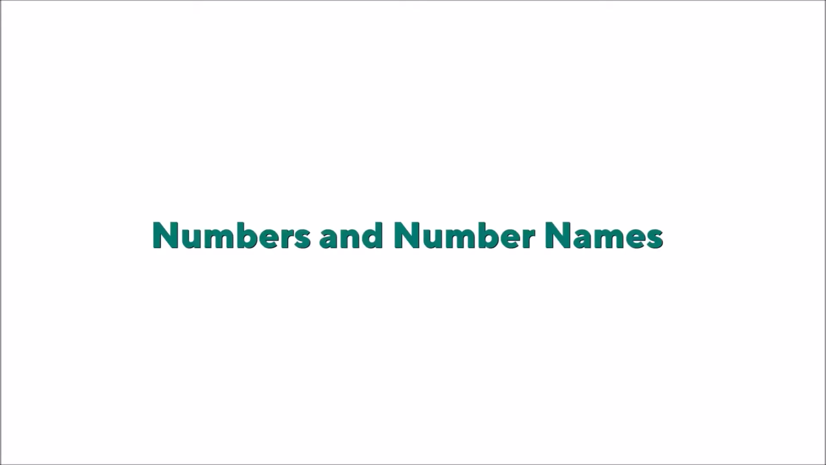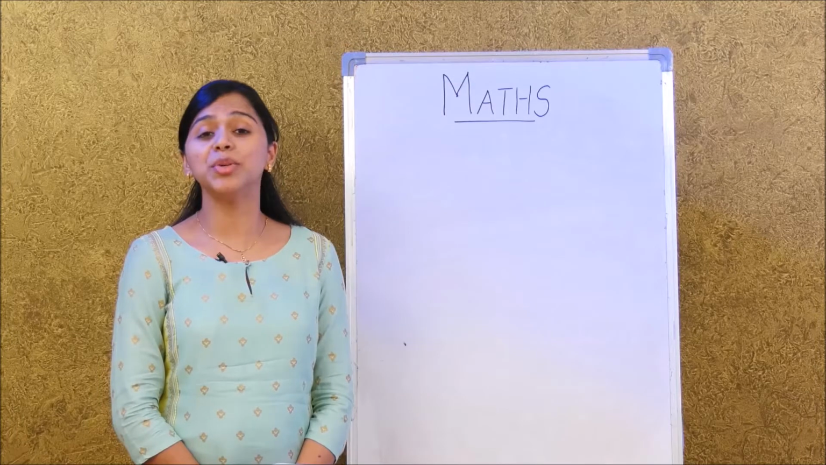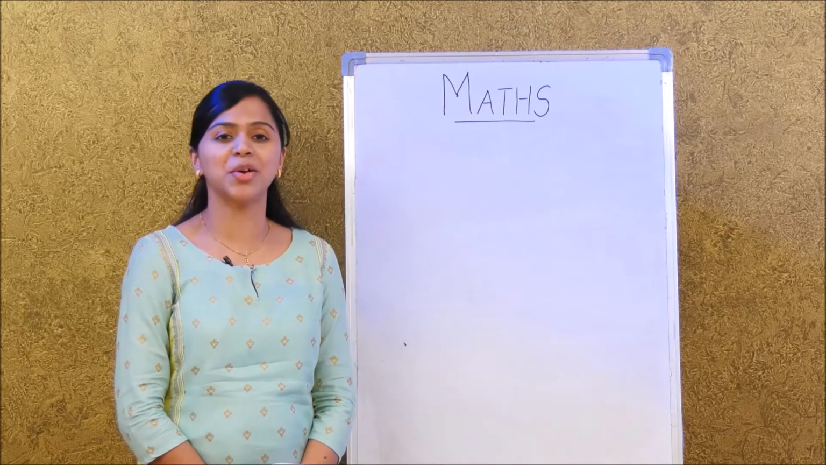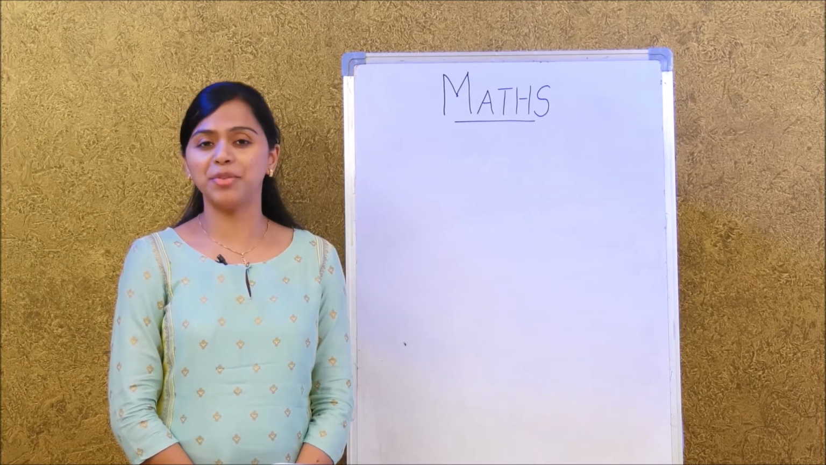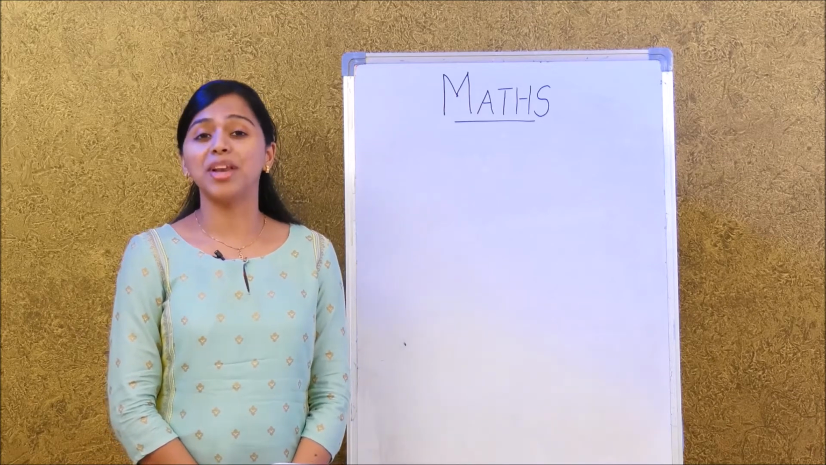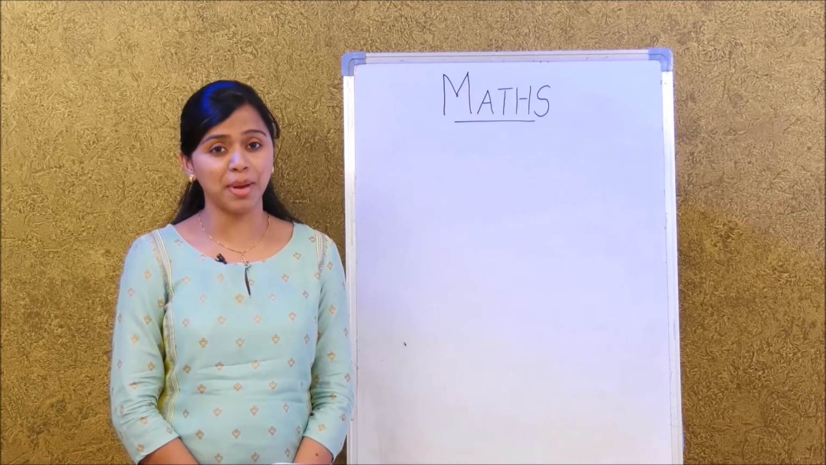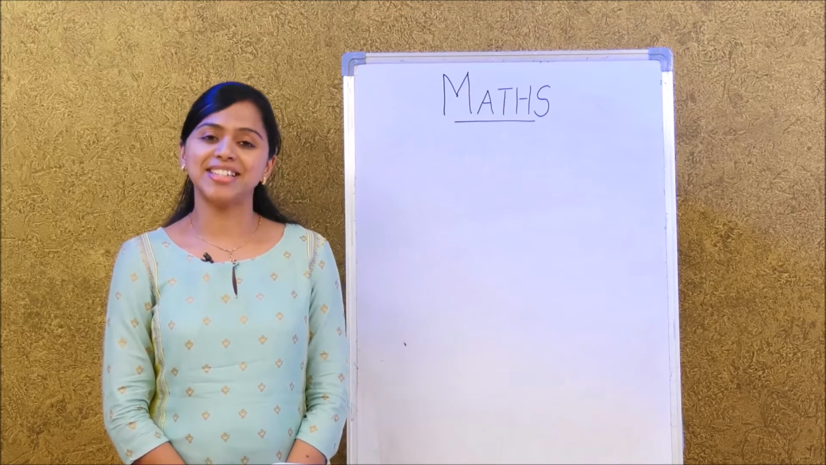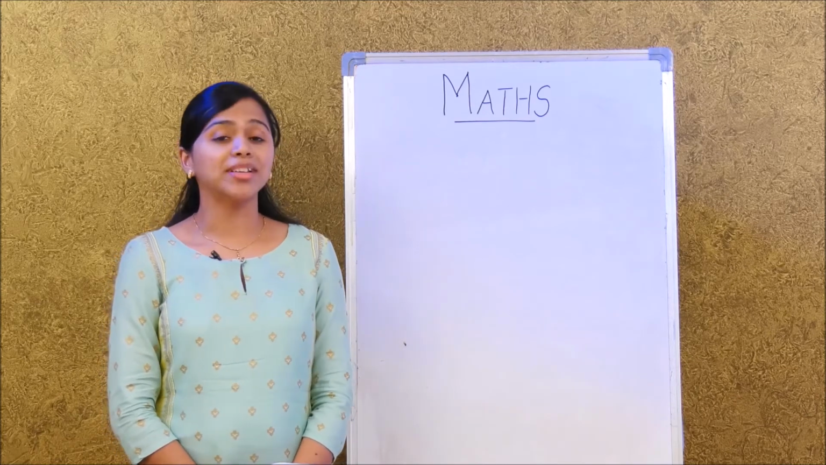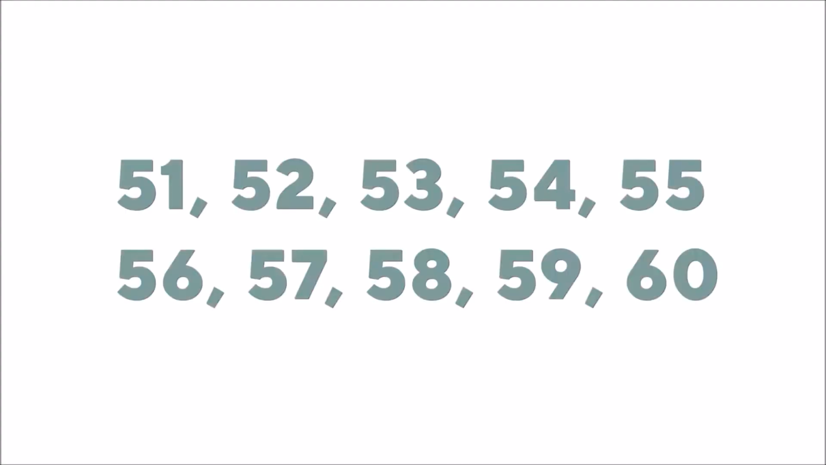We have to learn about numbers and number names. In Unit 1, we came across so many other concepts that we got to learn before getting into numbers. Now let's recall and see if you remember the numbers. Let's start with 50. What comes after 50? It's 51, 52, 53, and then 54, 55, 56, 57, 58 and 59, and then comes 60.